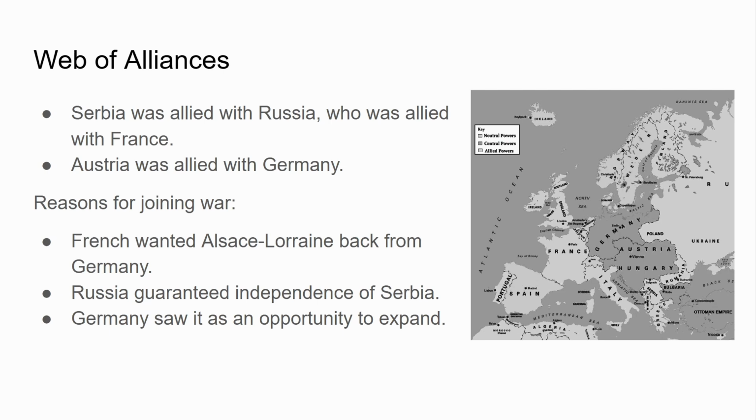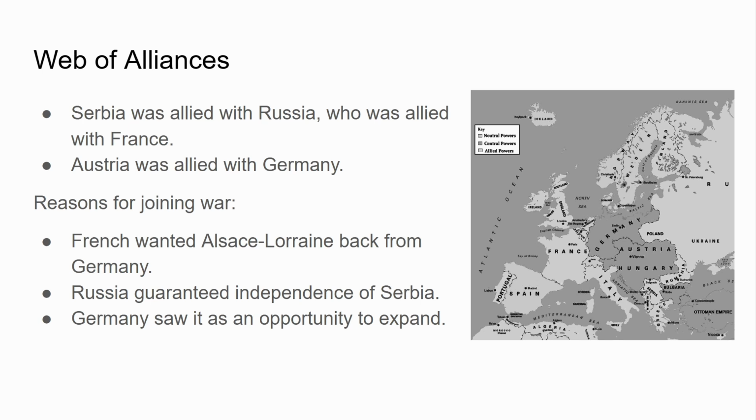The web of alliances. When Austria declared war on Serbia, Russia was allied with Serbia at the time, so they joined into the battle. And Russia was allied with France, so they also declared war on Austria. Austria called Germany into the war, which brought them on the side of the Triple Alliance.